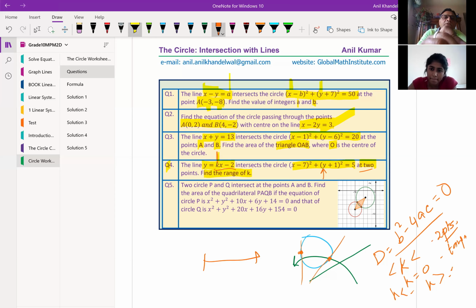Now, can you please read question number 5? Two circles P and Q intersect at the points A and B. Find the area of the quadrilateral PAQB if the equation of the circle P is x squared plus y squared plus 10x plus 6y plus 14 equals 0, and that of circle Q is x squared plus y squared plus 20x plus 16y plus 154 equals 0.